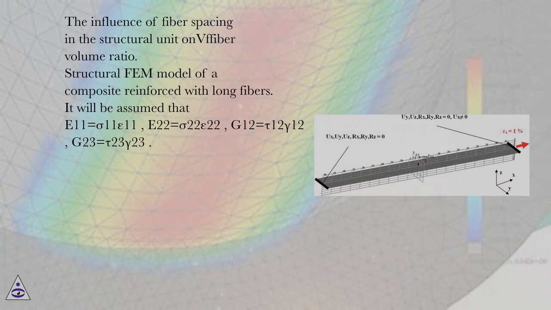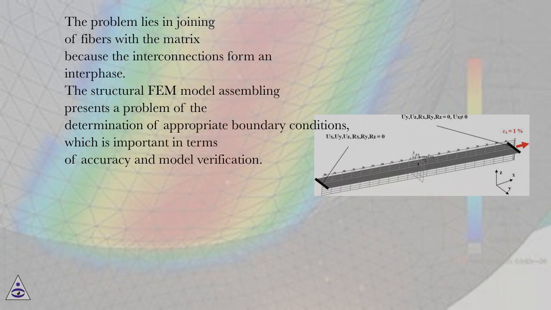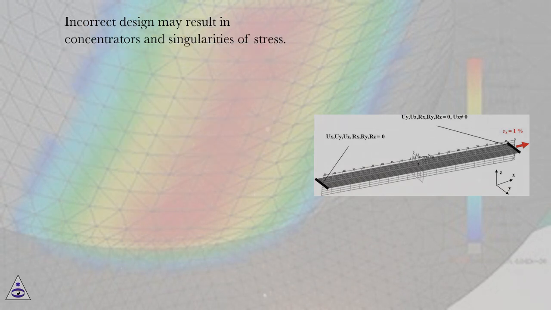It will be assumed that E11 equals sigma 11 over epsilon 11, E22 equals sigma 22 over epsilon 22, G12 equals tau 12 over gamma 12, G23 equals tau 23 over gamma 23. The problem lies in joining of fibers with a matrix because the interconnections form an interface. The structural FEM model assembling presents a problem of the determination of appropriate boundary conditions, which is important in terms of accuracy and model verification. Incorrect design may result in concentrators and singularities of stress.